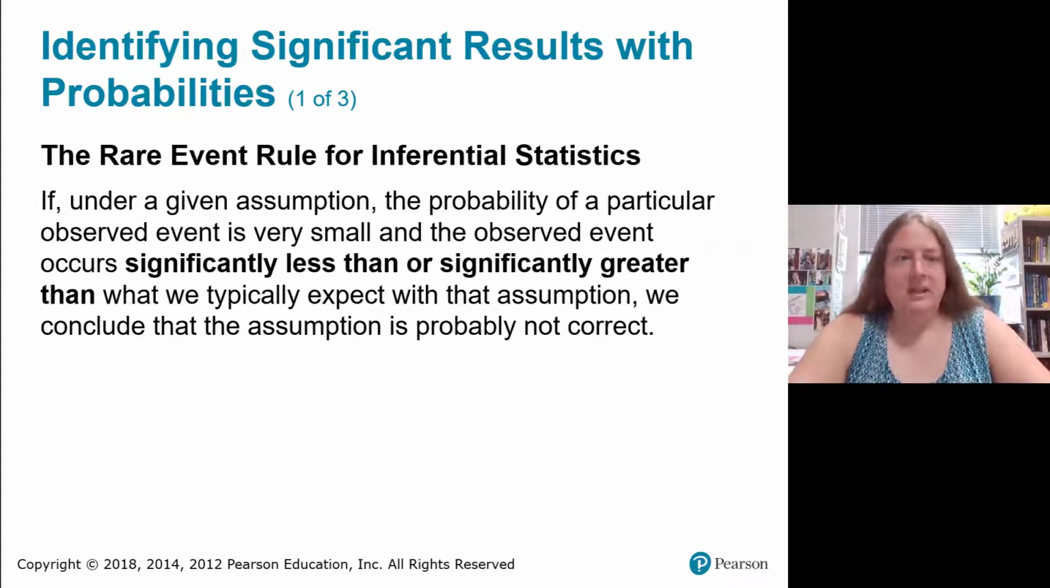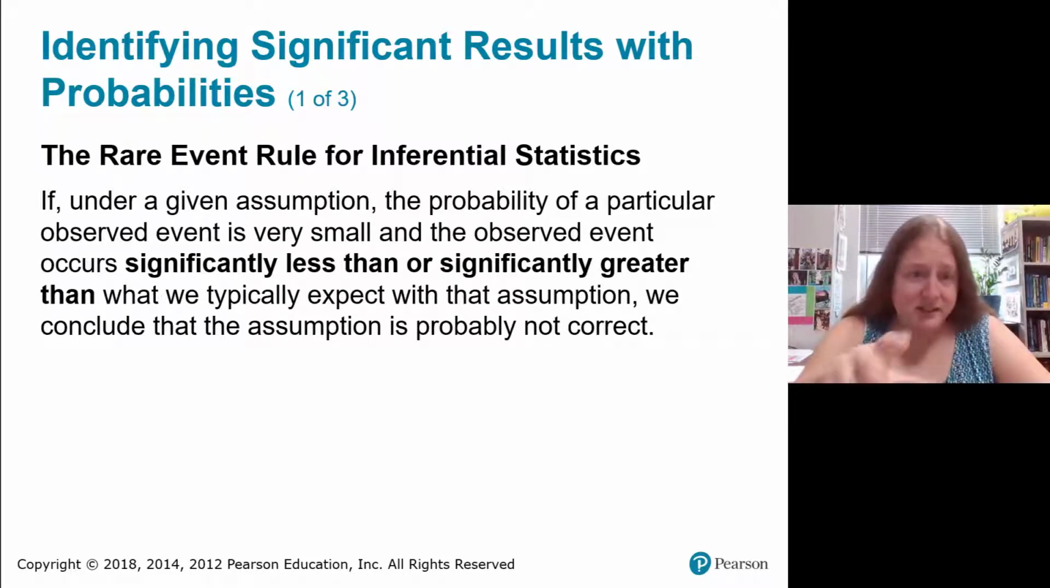All right, so identifying significant results with probability. The rare event rule for inferential statistics: if, under a given assumption, the probability of a particular observed event is very small, and the observed event occurs significantly less than or significantly greater than what we typically expect with that assumption, we conclude that the assumption is probably not correct. That's a lot of words. Let's talk about what this means, being significantly less than or significantly greater than, and how we might use probabilities to find this.